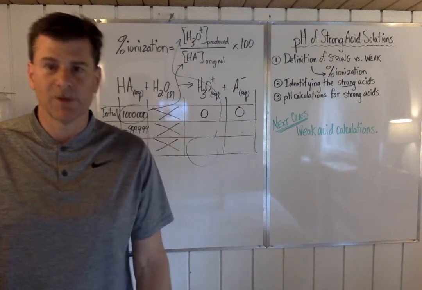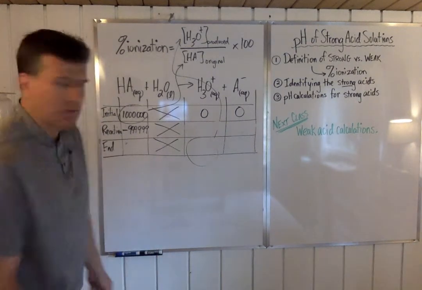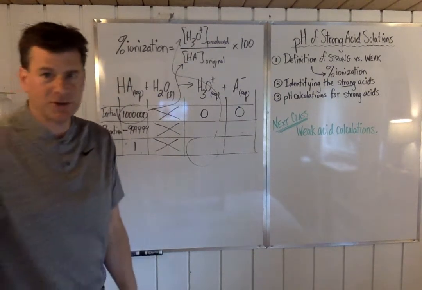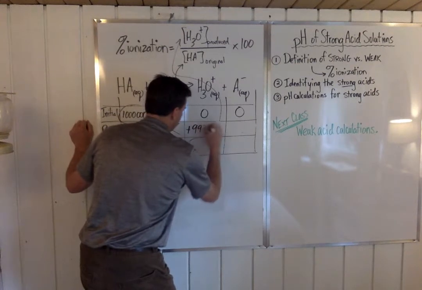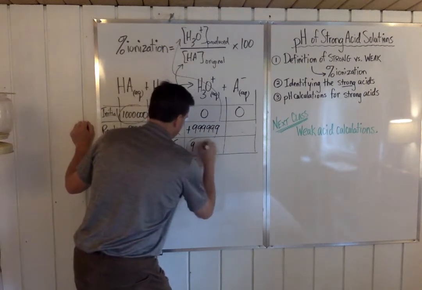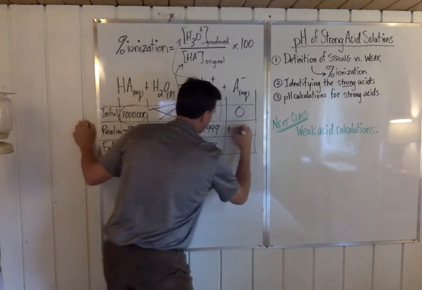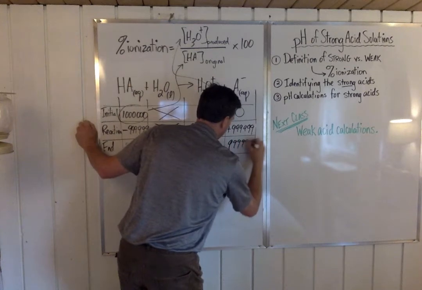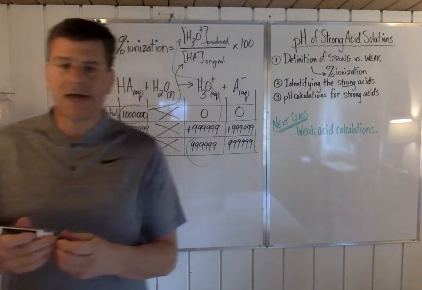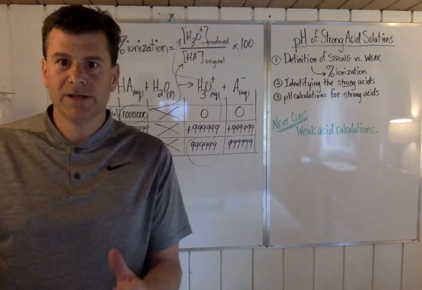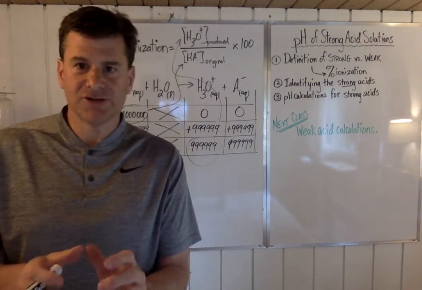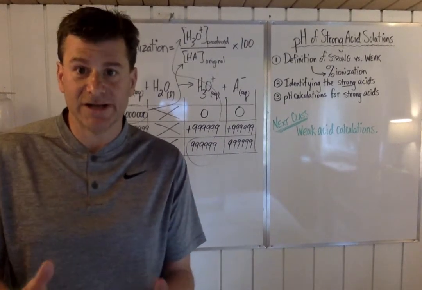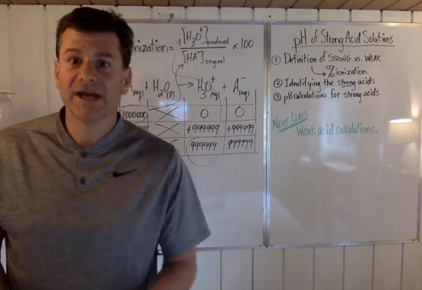And 999,999 of them get rid of their H. How many are left? 1. How many hydroniums do I make? Well, that goes up. That's a lot of 9s. Okay, so you start with 1,000,000 HAs. 999,999 of them unload their H onto water molecules. You end up with 999,999 hydroniums. 1 HA is left over.